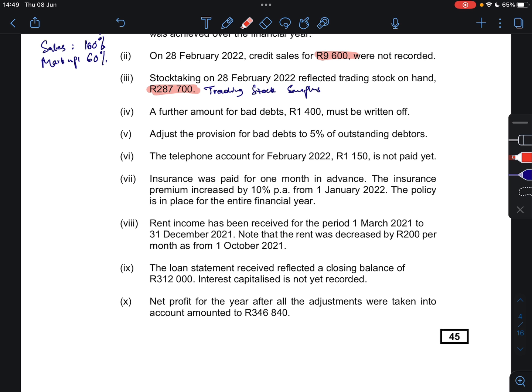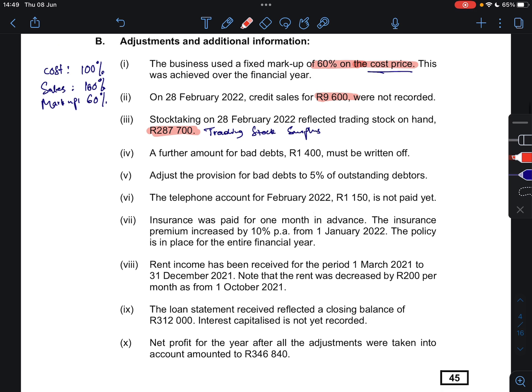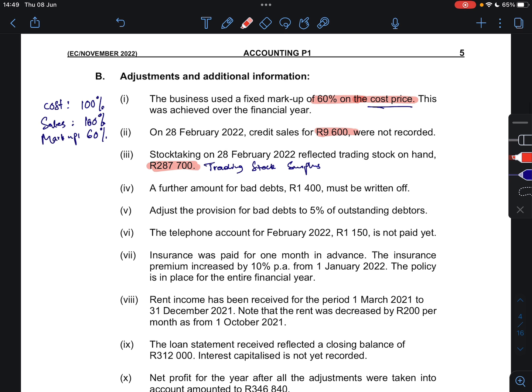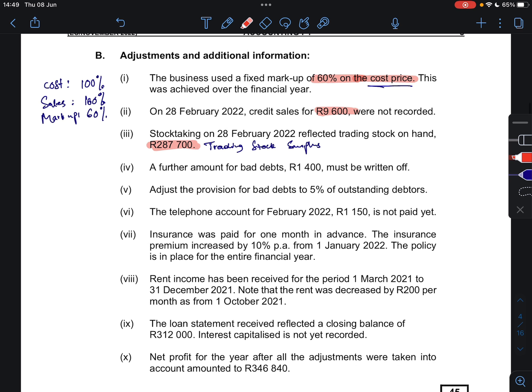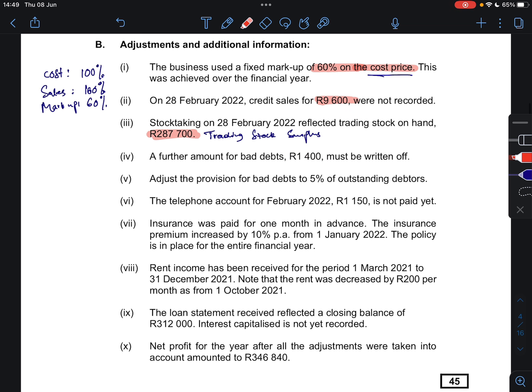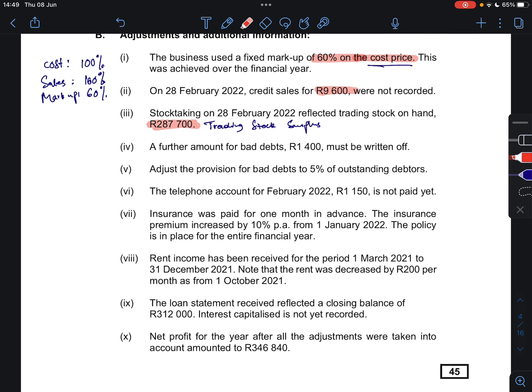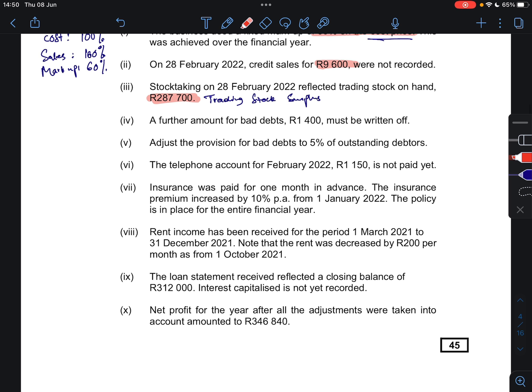Okay, so we are moving to 4B just before we close. Okay, we have adjustment. Okay, further amount. This is a bad debt. Okay, we'll look at that later. Okay, so we have adjust the provision for bad debts to 5%. The telephone account, no, it doesn't affect our stock. The loan statement received, rent has been, okay, this is rent.